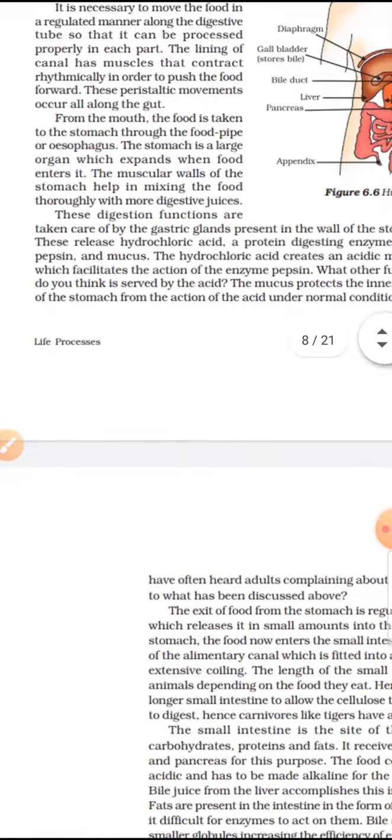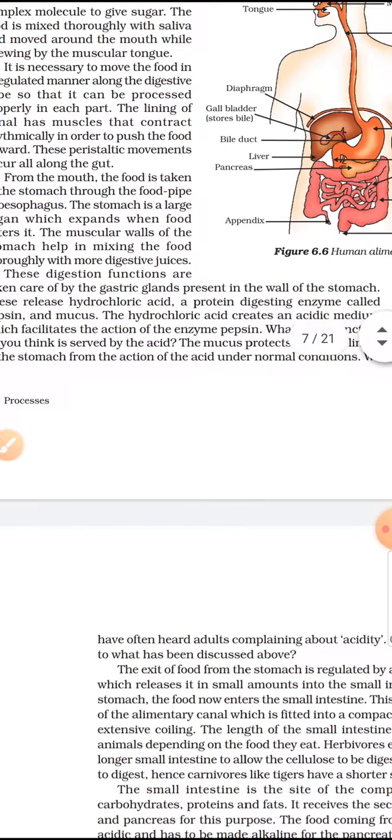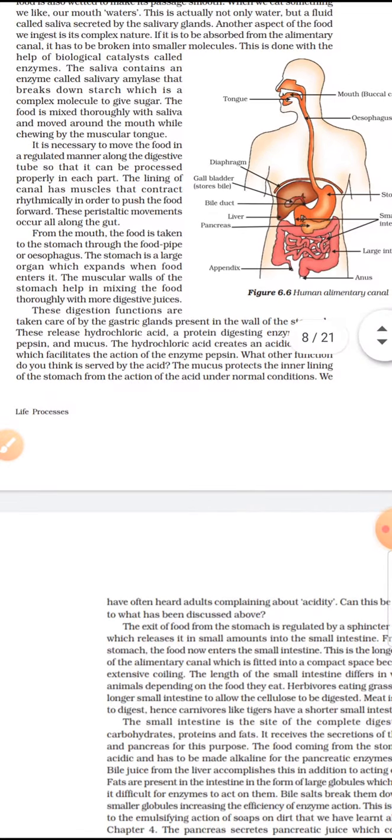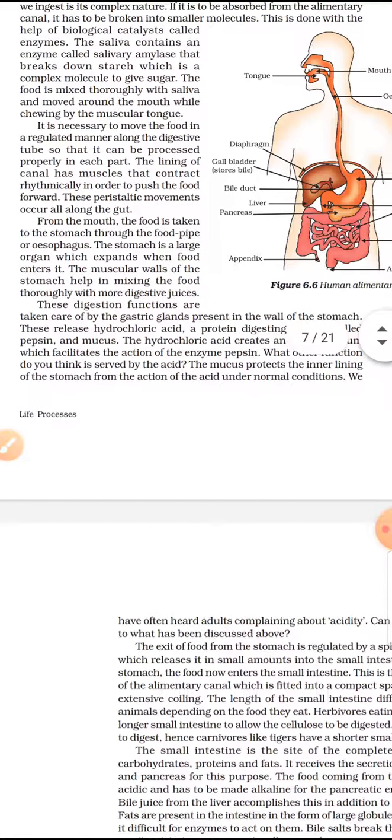Okay, the digestion function is taken care of by gastric glands. It is taken care of by gastric glands present in the wall of the stomach. So we have gastric glands, and these gastric glands are secreting the juices. And what will be their functions? I told you three functions.